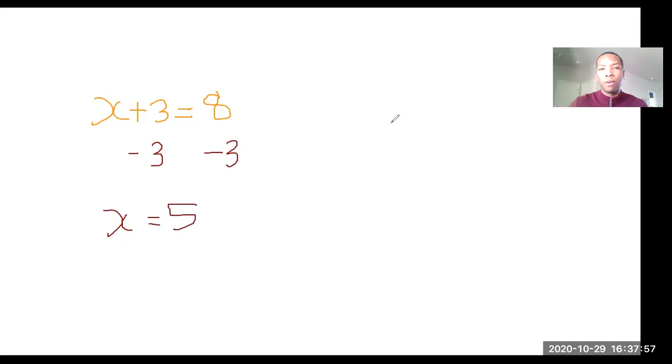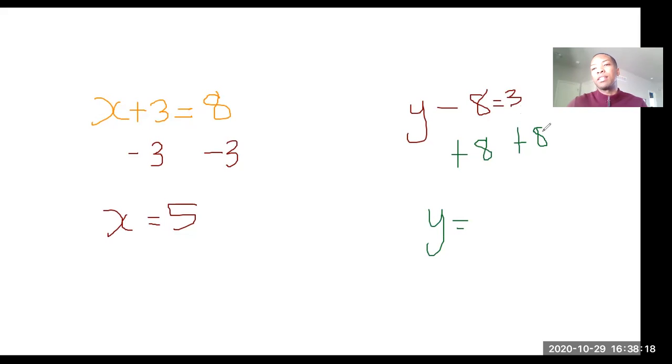Let's do one more question. Let's do y minus 8 is equal to 3. Since it's minus 8, you guessed it, we do the opposite, plus 8. Whatever you do on one side, you've got to do on the other side. So y is equal to 3 plus 8, which is 11.